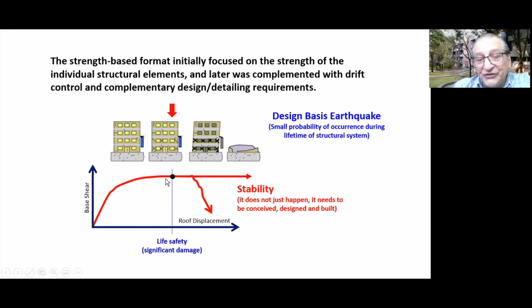In parallel to the understanding of the importance of stability, we understood that we needed to control the lateral deformation of the structural system. So we decided to control the lateral deformation so as to achieve life safety. Notice that this implies significant damage. But this type of performance was expected for what we call the design basis earthquake, which is a small probability event. And it is a very small probability that it will occur during the lifetime of the structural system.